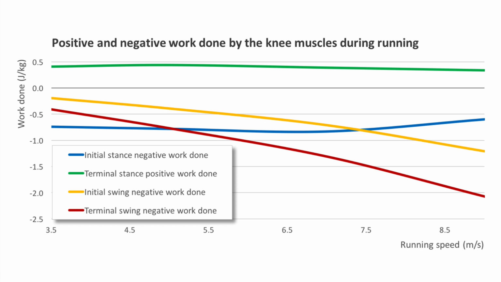And we can also see that the stance phase variables, represented by the blue and green lines, don't tend to change that much as we increase running speed. So contrary to popular belief, the knee role during the stance phase of running and high-speed running and sprinting isn't really as critical as it is in the swing phase.